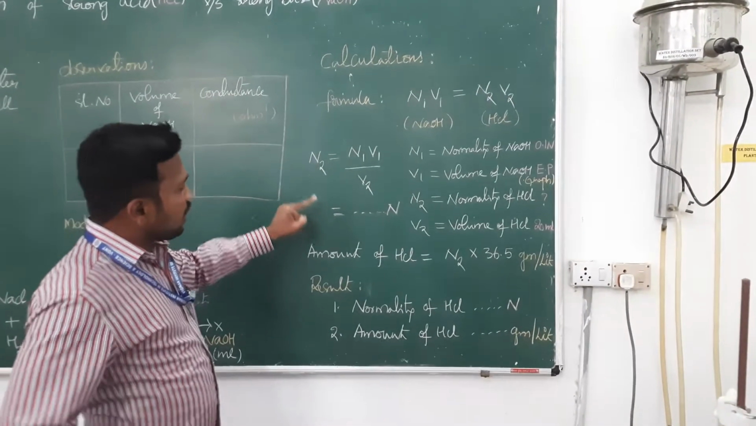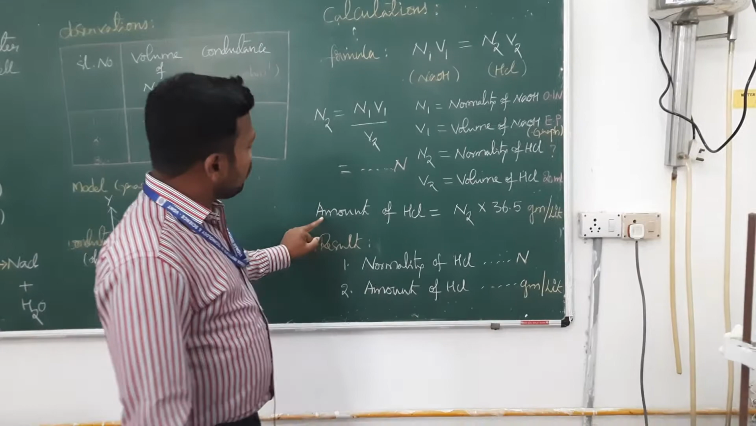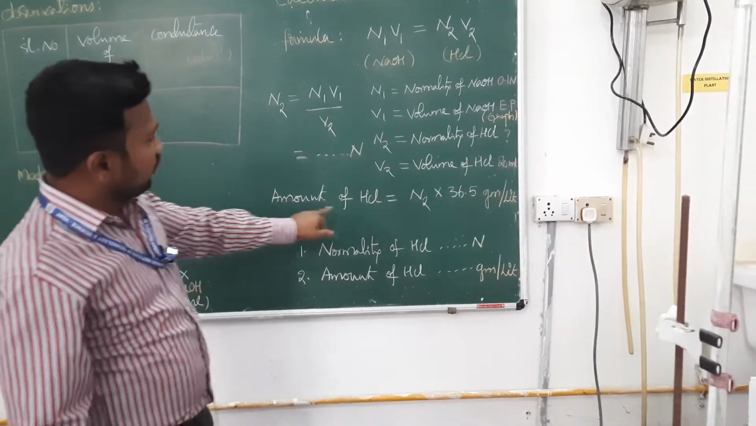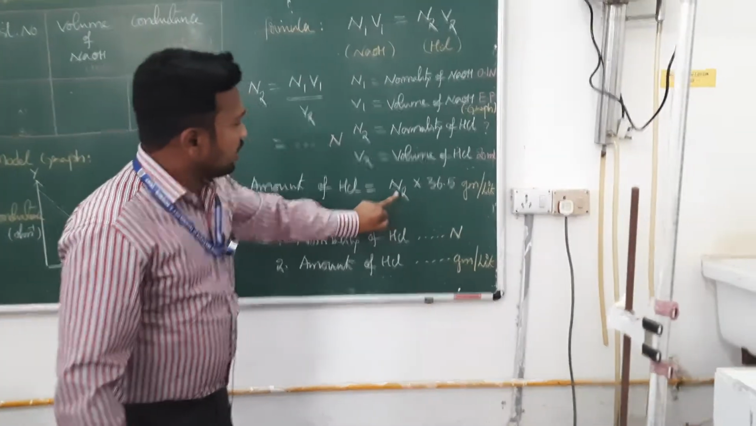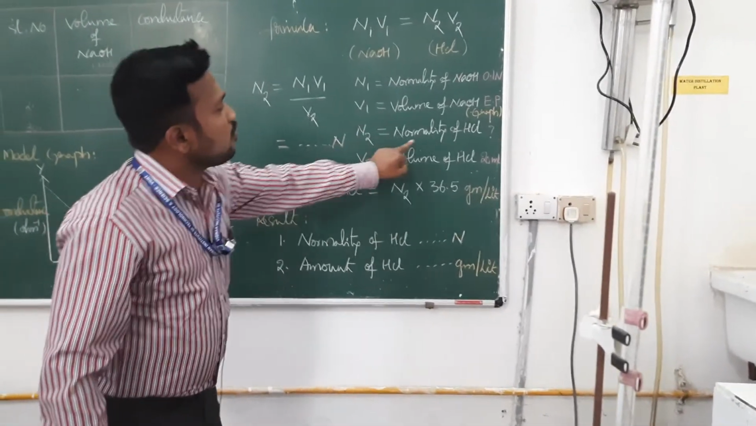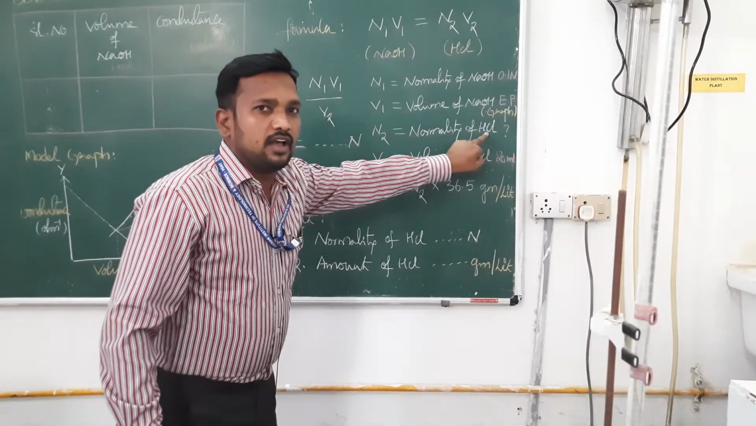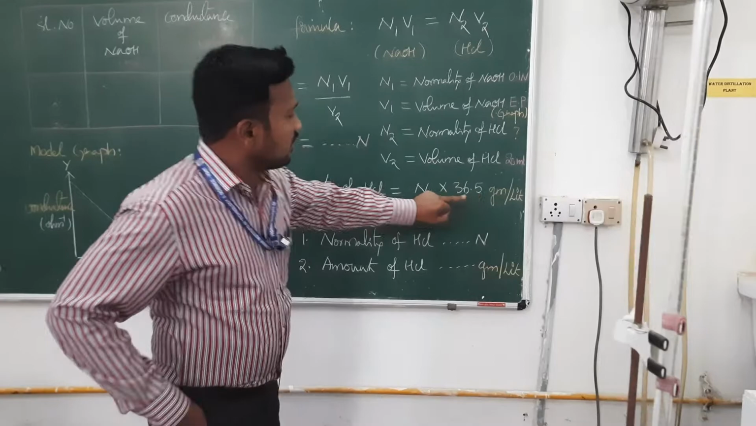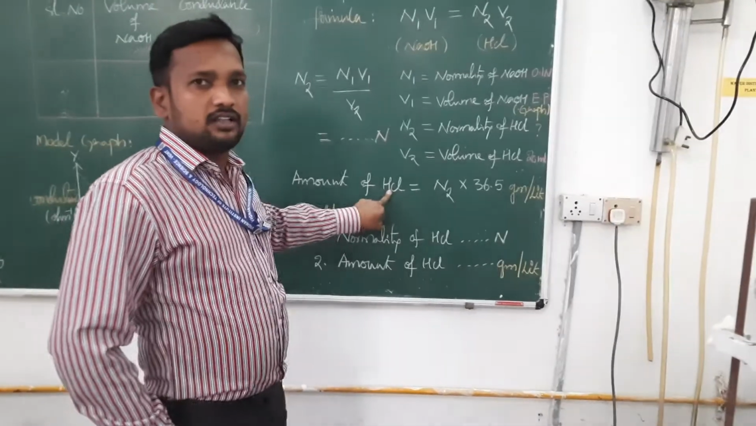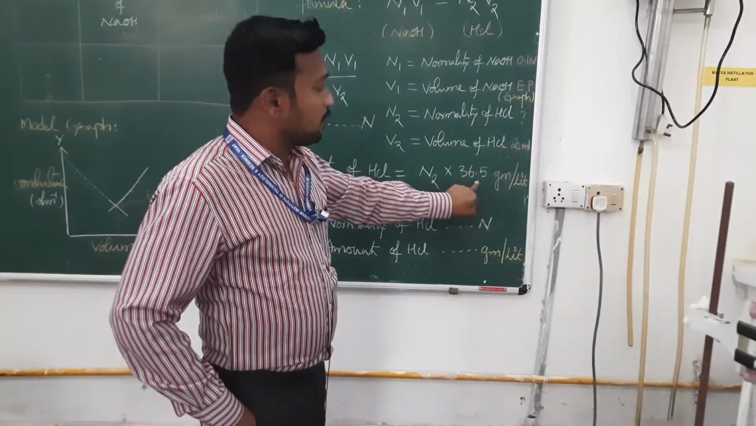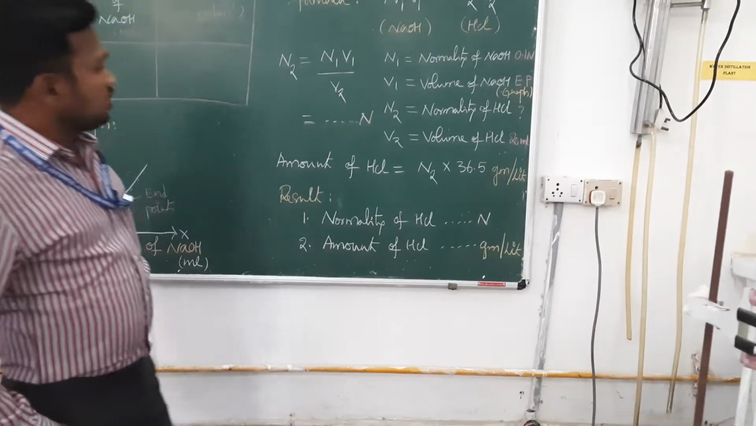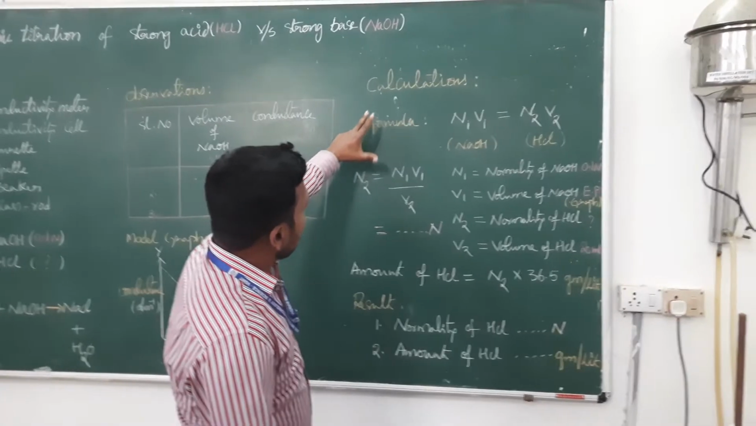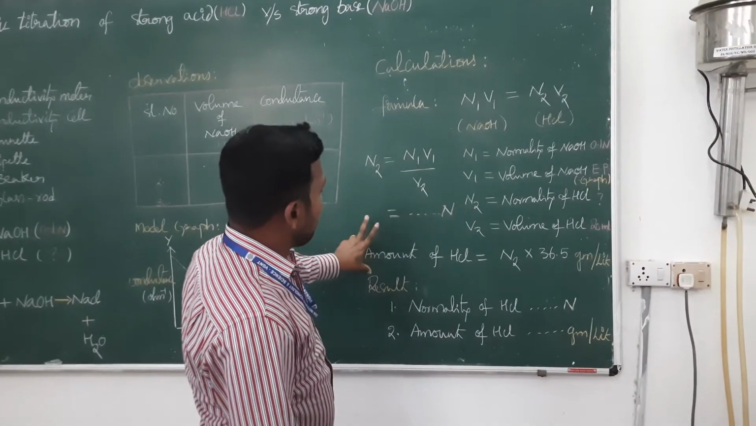After calculating the normality of HCl, we find the amount of HCl. How do we find the amount of HCl? By taking this formula: N2, the normality of HCl, into 36.5, where 36.5 is the molecular weight of HCl. We will get the amount of HCl. This is our overall calculation part.